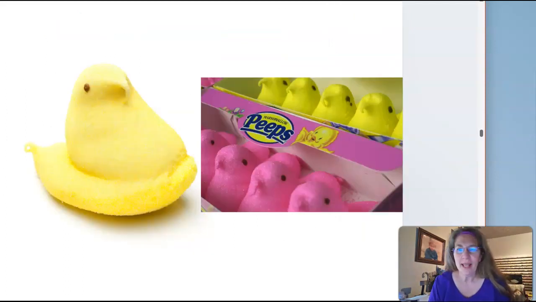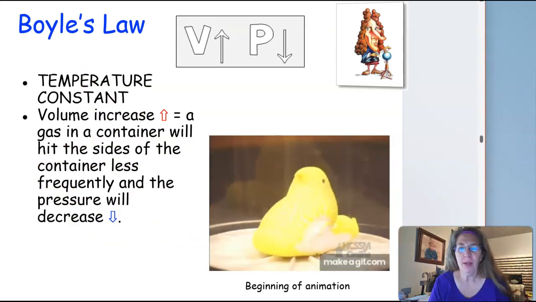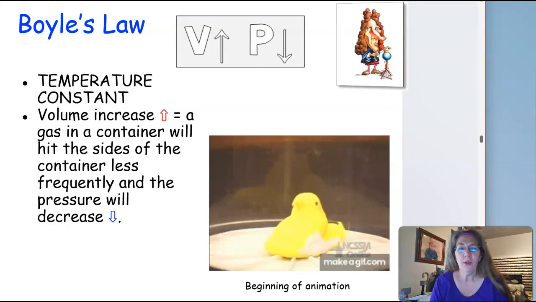So we're going to show some examples of Boyle's law. Temperature is going to stay the same. If we decrease the pressure, what's going to happen to the volume? And if we increase the volume, what's going to happen to the pressure? This slide is to let you know that these are PEEPs, and they're going to be in one of the examples coming up. There's a direct relationship in Boyle's law. If you increase the volume, you decrease the pressure.